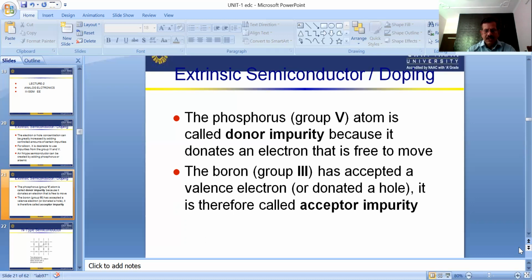Silicon with acceptor impurities donates a hole. It is therefore called an acceptor impurity. Group third elements are acceptors, and group fifth elements behave as donors. So these are the acceptor impurities and donor impurities which are used for doping semiconductor materials.